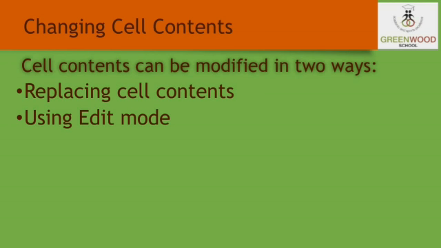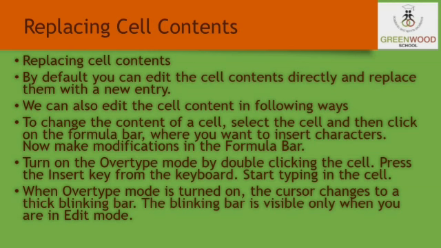Now, cell contents can be modified in two ways, either by replacing cell content or using edit mode. Replacing cell content: by default, you can edit the cell content directly and replace it with a new entry. We can also edit cell content in the following ways. To change the content of the cell, select the cell and then click on the formula bar where you want to insert characters. Now make modifications directly in the formula bar.